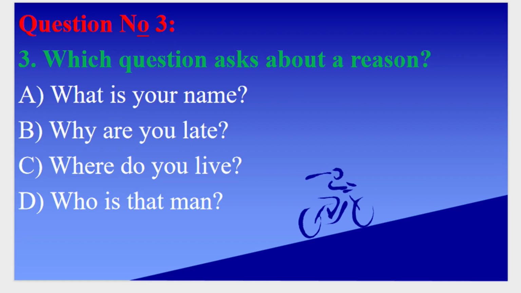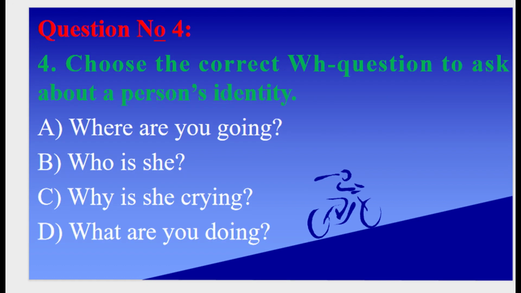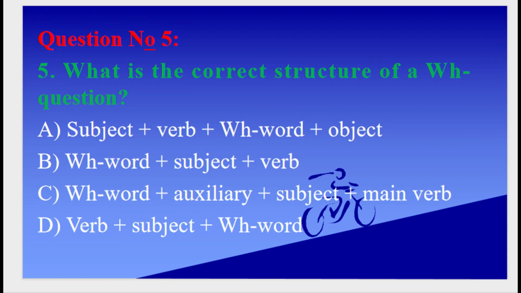Question number 3. Which question asks about a reason? A. What is your name? B. Why are you late? C. Where do you live? D. Who is that man? Question number 4. Choose the correct WH question to ask about a person's identity. A. Where are you going? B. Who is she? C. Why is she crying? D. What are you doing? Question number 5. What is the correct structure of a WH question? A. Subject plus verb plus WH word plus object. B. WH word plus subject plus verb. C. WH word plus auxiliary plus subject plus main verb. D. Subject plus WH word.